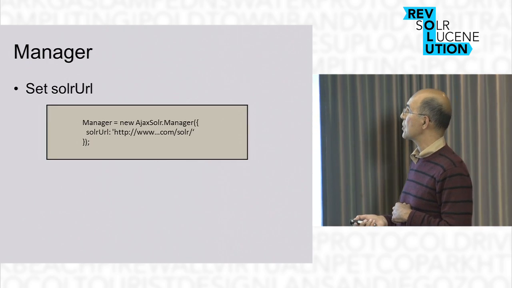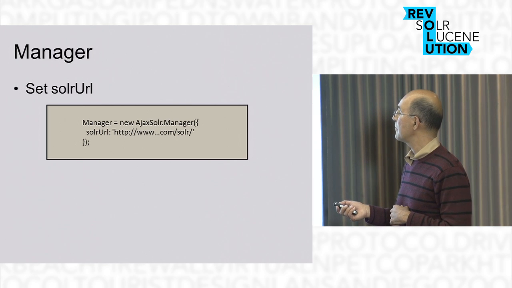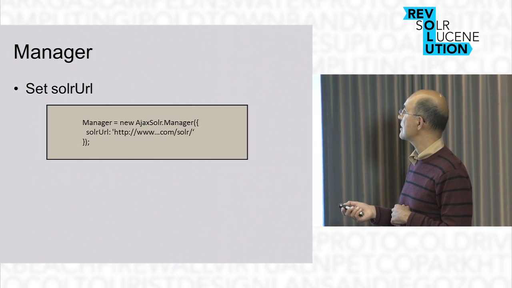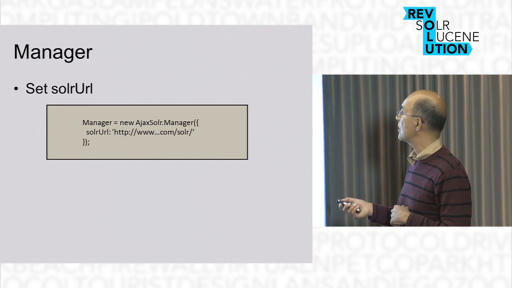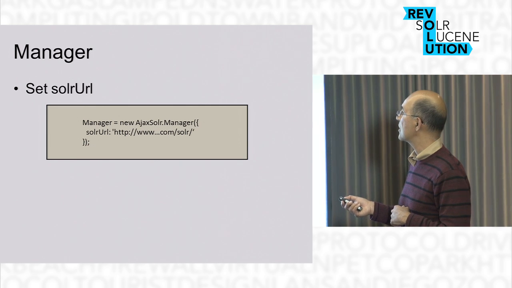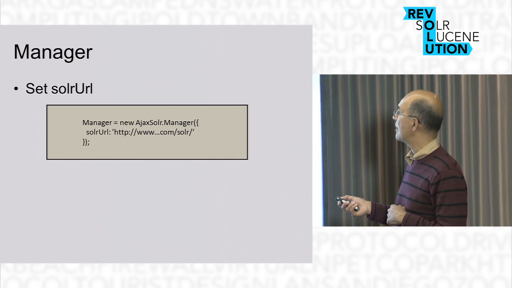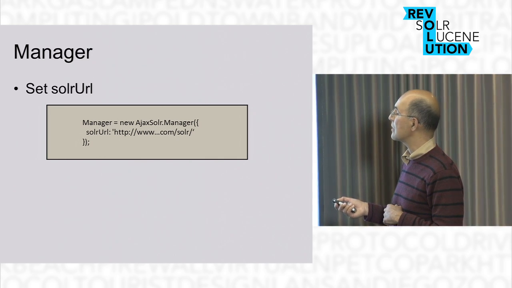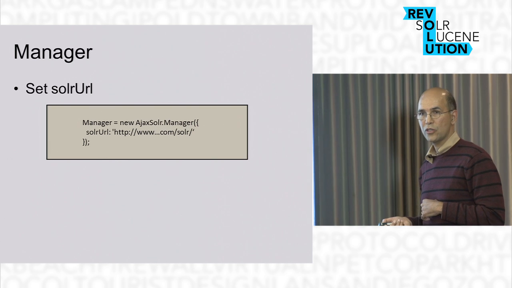Let's talk about the manager. How do you instantiate the manager? So it's basically a simple JavaScript call, and this is how it's done. Now, I want to point you to this name AJAX-Solr. This is the namespace AJAX-Solr uses.